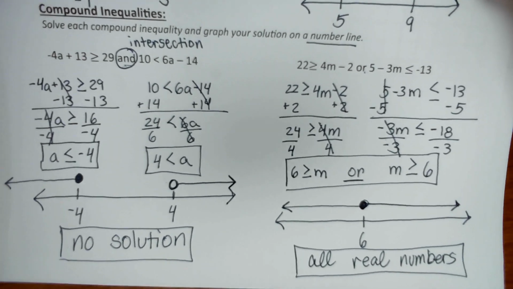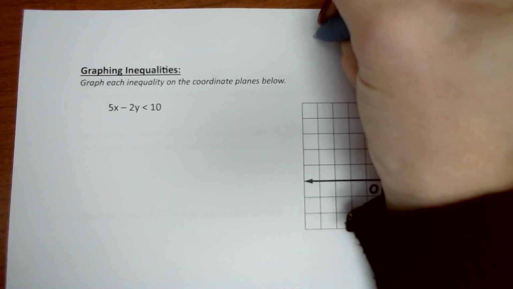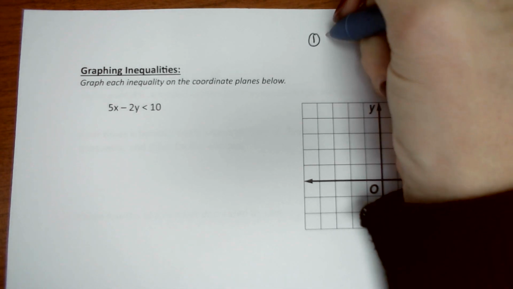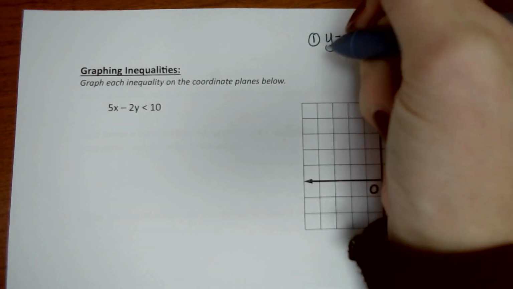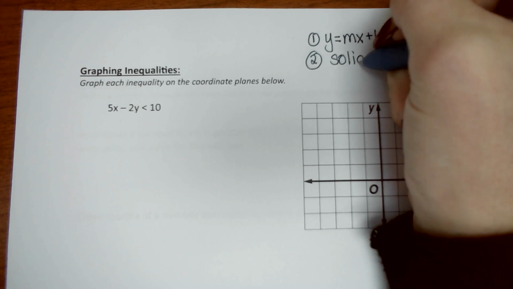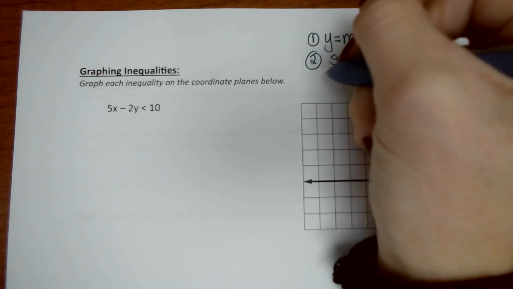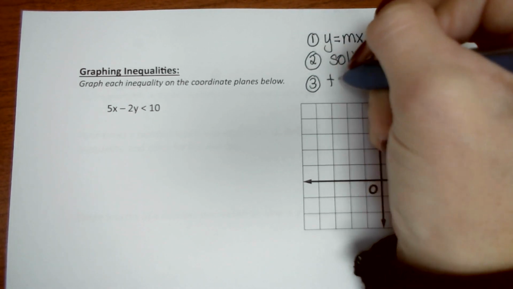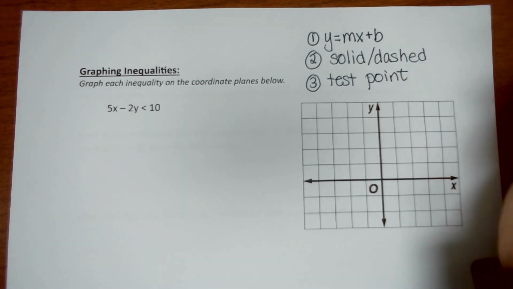Okay? So those are our basic inequalities and compound inequalities. Now let's talk about graphing our inequalities. When graphing inequalities, we want to remember the 3 steps we talked about. First, we get our inequality into slope-intercept form. Then, we decide if our line is going to be solid or dashed, and we graph it on the coordinate plane. And lastly, we pick a test point, we test it, and then we shade the solution side.